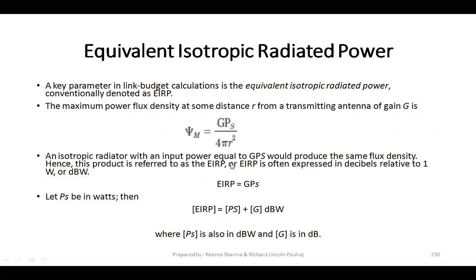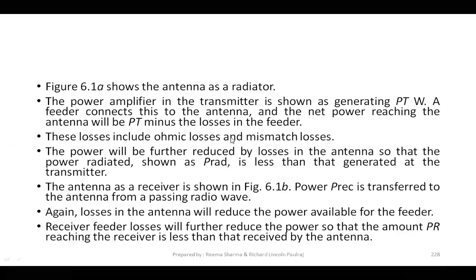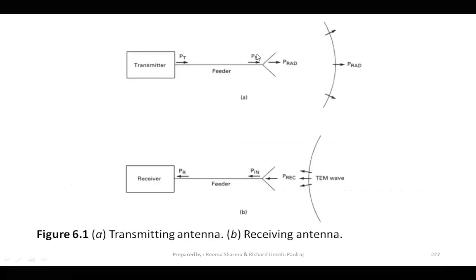So an isotropic radiator with an input power equal to G Ps would produce the same flux density. Hence, this product is referred to as EIRP, and EIRP is expressed in decibels relative to 1 watt, or dBW. So this is a reference to 1 watt. So your EIRP is equal to G Ps, gain times Ps. Now, why are we talking about gain and Ps? Ps is here, and I will be giving a gain, so that will actually give my EIRP, your equivalent isotropic radiated functionality. So this Ps is multiplied with the gain.